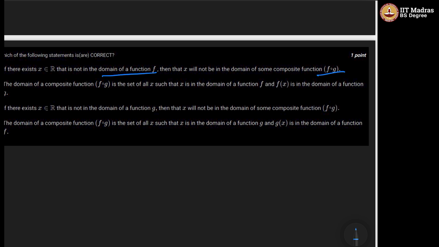The domain of a composite function f compose g is the set of all x such that x is in the domain of function f and f(x) is in the domain of function g. This is also incorrect. So we don't have any this kind of thing. We can take some counter example also. And statements 3 and 4 are clearly correct from the concept of domain of a composite function, right? So option 3 and 4 are the only correct options.